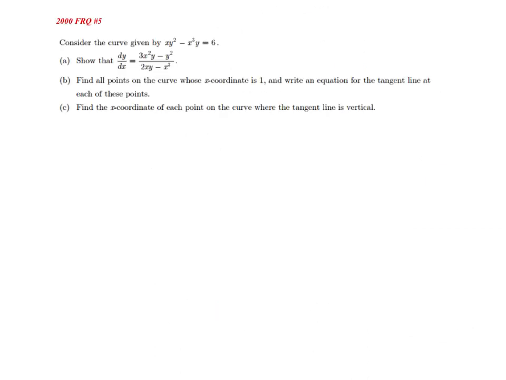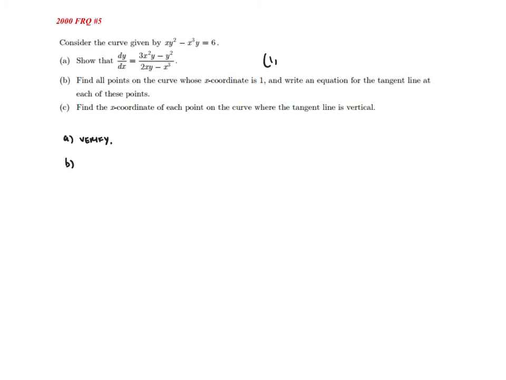Okay, this example is the 2000 FRQ number 5. Part A, we're just going to assume that we verified. Okay, part B, let's dig into part B. It says find all points on the curve whose x-coordinate is 1, and write an equation for the tangent line at each of these points.